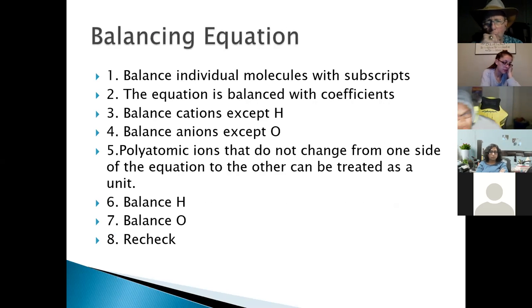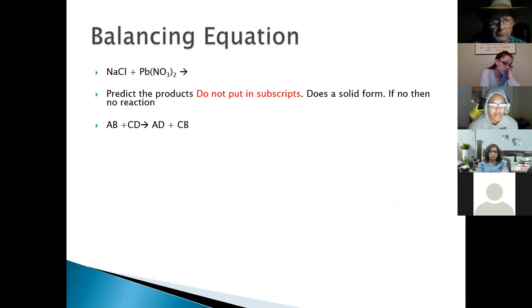So again, first step in balancing chemical equations, we need to balance the individual molecules with subscripts. We balance the equation with coefficients. Balance the cations, except H. Balance the anions, except O. Polyatomics that don't change from one side to the other can be treated as a unit. Then balance the H's, then balance the O's, recheck. So we're going to go through these. All right. I want you to predict the products. Do not put in the subscripts.